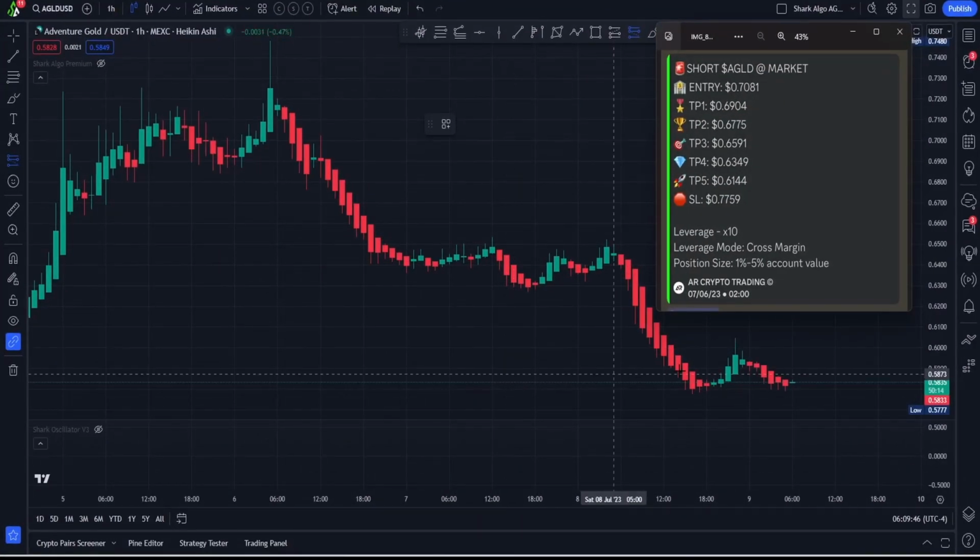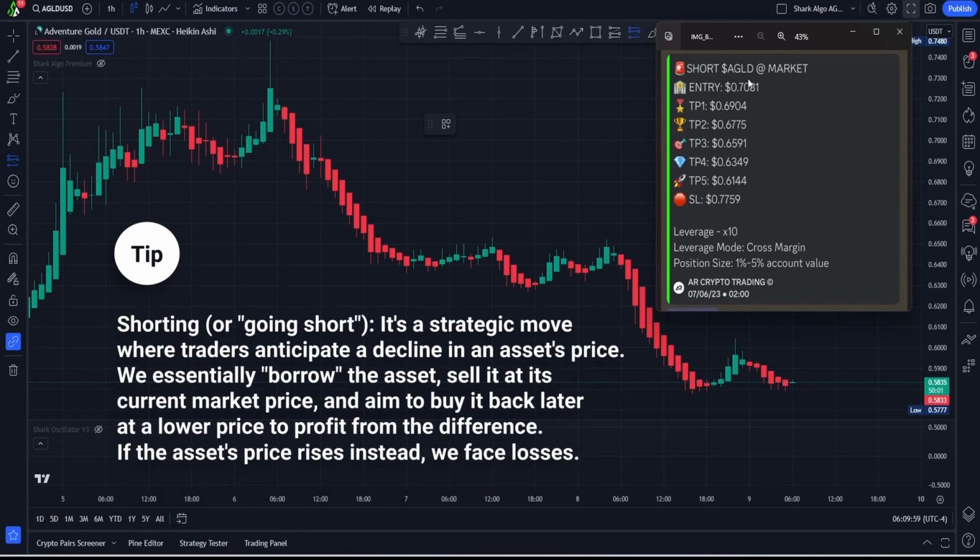All right, so I took a screenshot of this specific trade right over here just so we can easily see what I'm talking about. I can just pop it on and off the screen so we can easily refer to it so you can keep up with me. So we are obviously shorting AGLD at the market, thinking the price will go down. The signal was sent out at 2 a.m., so we're going to be looking at that. And the entry price is 0.7081, all right?